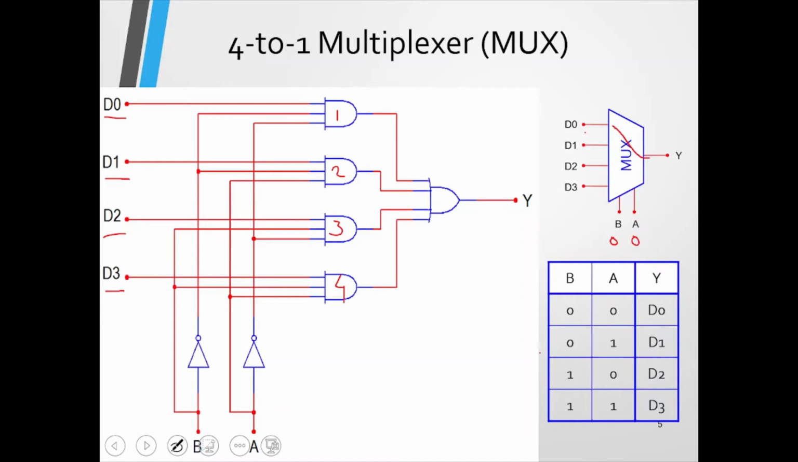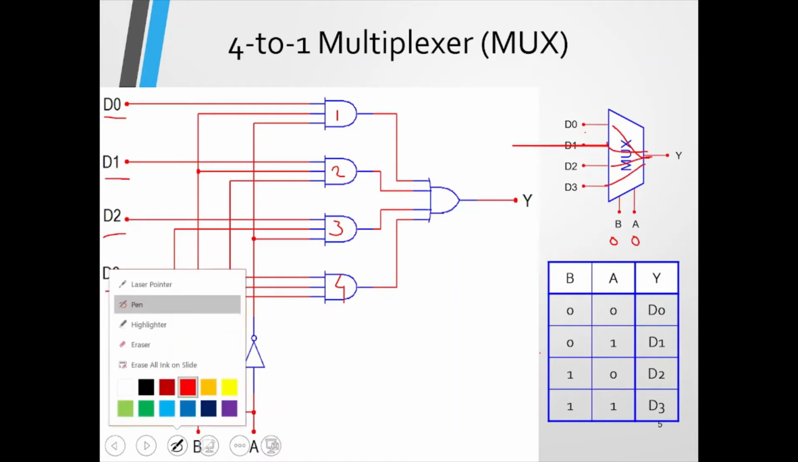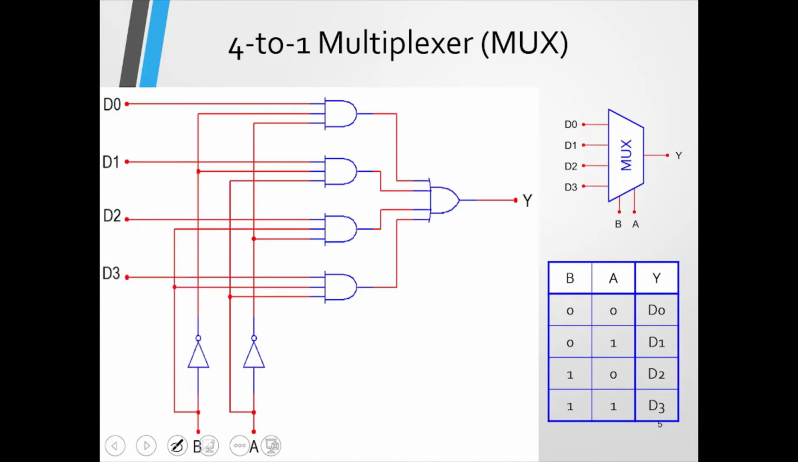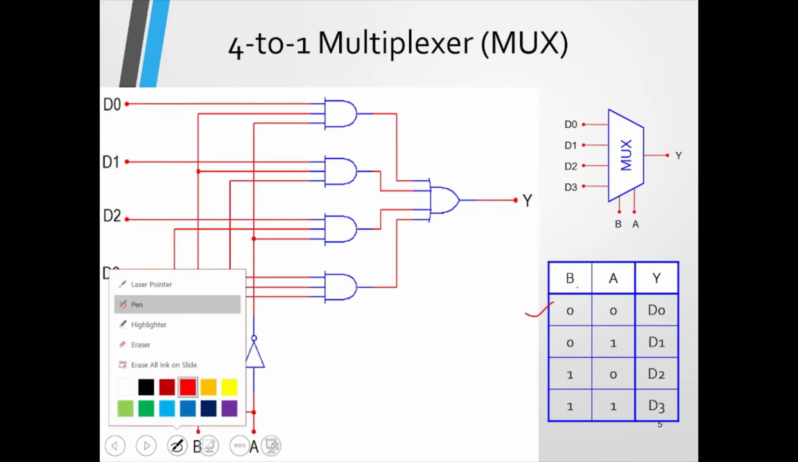If the select line is 0 1, it will select D1 and it will be connected to the output. If the select line is 1 0, it will select D2. If the select line is 1 1, it will select D3. Okay, now we'll check how this is achieved using this logic diagram. For that, we will consider the first case, that the select inputs B and A are 0 0. Select inputs A and B both are 0 0.